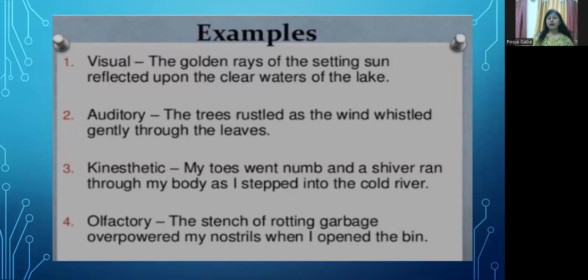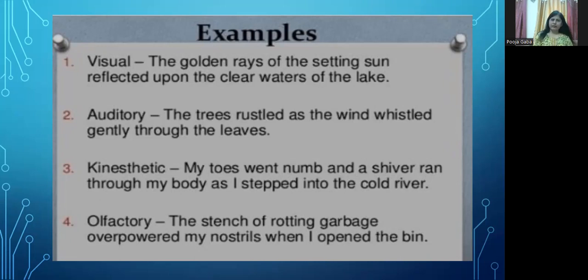That is called kinesthetic imagery. See this example: My toes went numb and a shiver ran through my body as I stepped into the cold water. So when we read this text, some movement of getting numb and shivering comes to our mind. So it is called kinesthetic imagery.